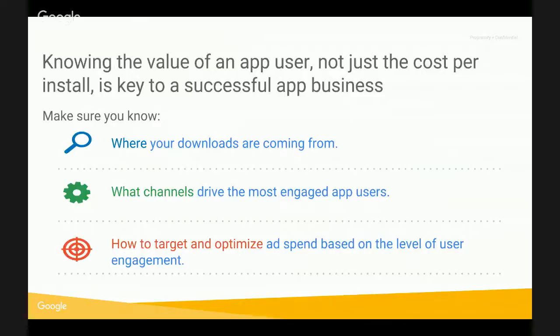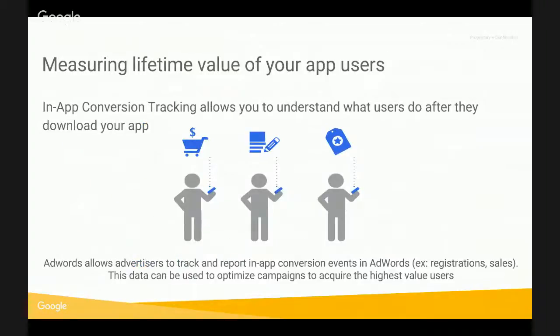Here, of course, once you're able to track your measurement, knowing the value of an app user, not just the cost per install, is actually the key to a successful app business. You have to make sure of the following things: where your downloads are coming from, what channels drive the most engaged app users, and how to target and optimize ad spend based on the level of user engagement. So it is very important to mention the lifetime value of your app users. In-app conversion tracking allows you to understand what users do after they download your app, whereas AdWords allows advertisers to track and report in-app conversion events in AdWords. So this would be, let's say, registrations and sales. And this data can be used to optimize campaigns to acquire the highest value users.